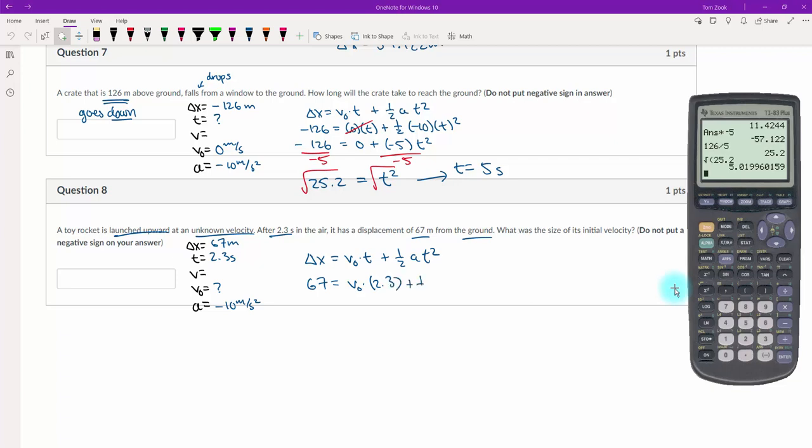Let's see, -10 and 2.3 squared. So I can take care of all the, well, there's only a little bit of math I can do to start with. I can do 1/2 times -10 multiplied by 2.3 squared. There's a decimal there. And I get -26.45.